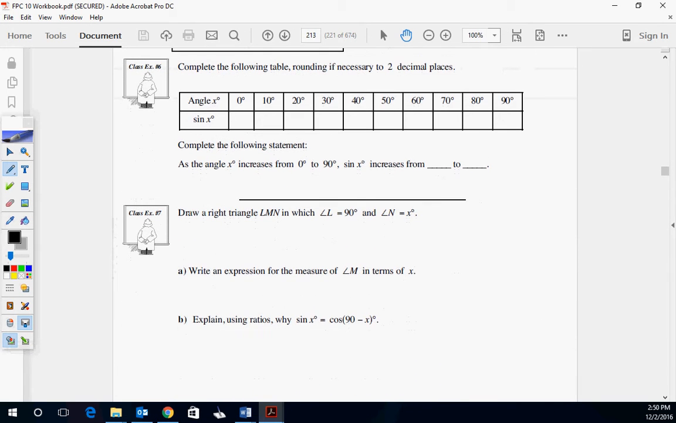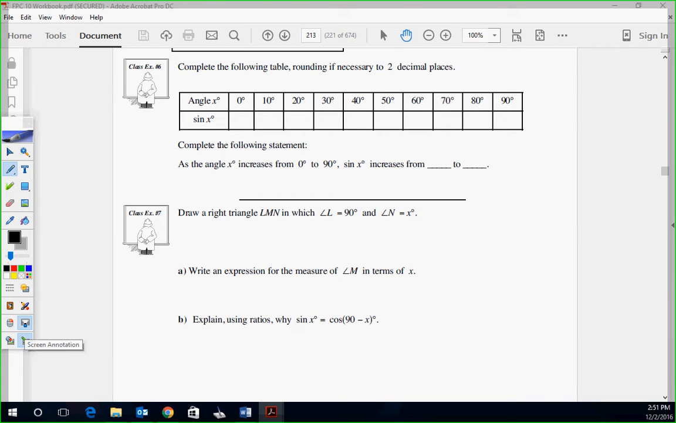Okay, so let's look at the patterns here. So we're going sine x degrees. So we're looking at sine for the given degree. So we already did that. So sine of 0, we did this already. It was 0. And then you could go put the decimals in here. I'll help you out. If you don't want to punch it in, that's fine.